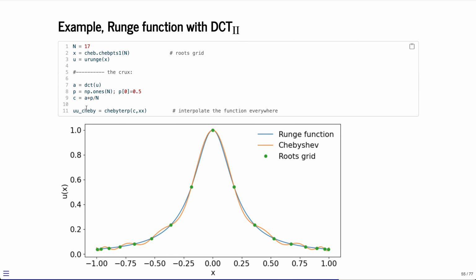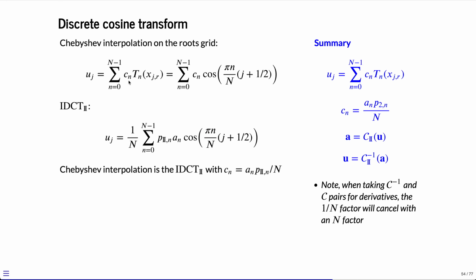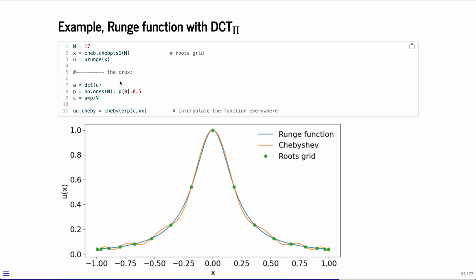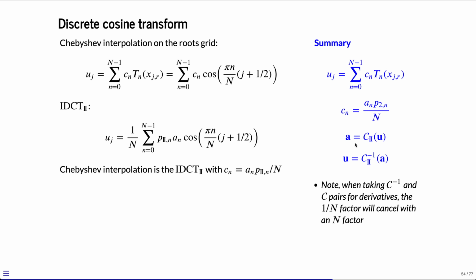And then we can evaluate the function everywhere by doing this Chebyshev terp with c evaluated at lots of 1,000 points. And then plot the thing up, and you can see our original, the points on our roots grid, and the Chebyshev interpolation everywhere. So pretty straightforward, not too bad, in order to compute this interpolation. So the equations in theory can get a little bit hairy, but it's not too hard in practice once you've got this blue set of equations.